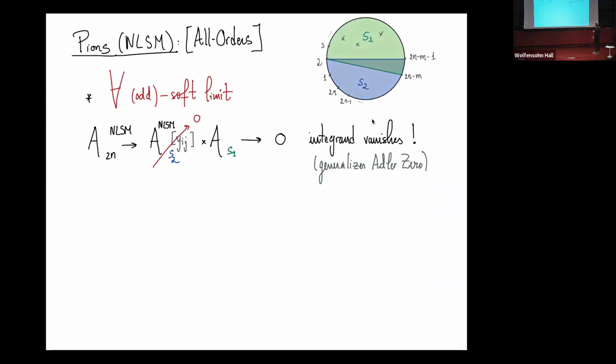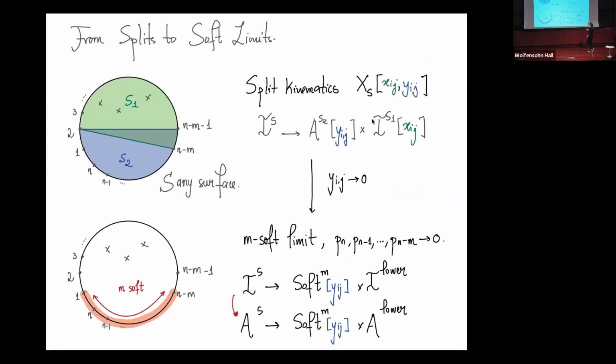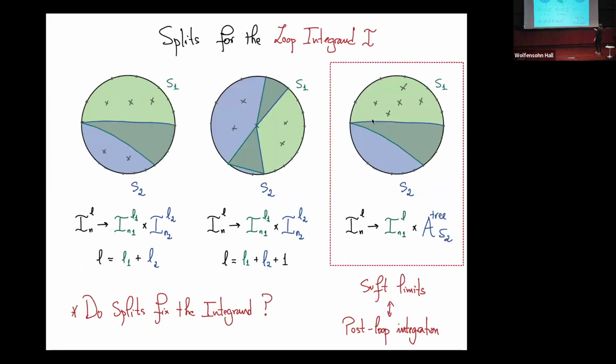So these loop-loop splits all impose constraints on the loop momentum. The split kinematics is imposing some constraints on the loop momentum, so they only hold at the level of the loop integrand. But it's still an interesting question whether these splits actually uniquely determine the integrand, not only for trace phi cube theory, but now more interestingly for gluons and pions.